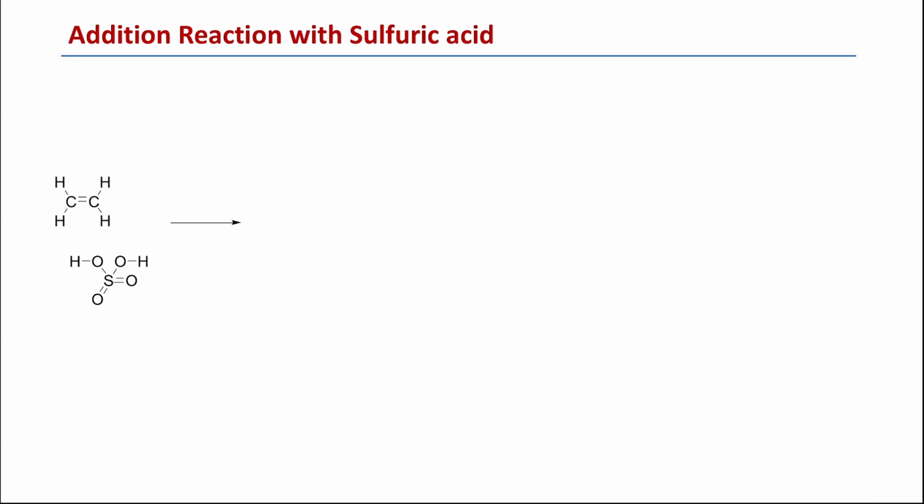Finally, there is the addition reaction of alkenes with sulfuric acid. Sulfuric acid can be added to alkenes in an electrophilic addition reaction in the same way as we saw for hydrogen bromide and hydrogen chloride. In this case, we have the alkene and the OH of the sulfuric acid. The oxygen is more electronegative than the hydrogen, so the oxygen is going to be partially negative and the hydrogen will be partially positive.